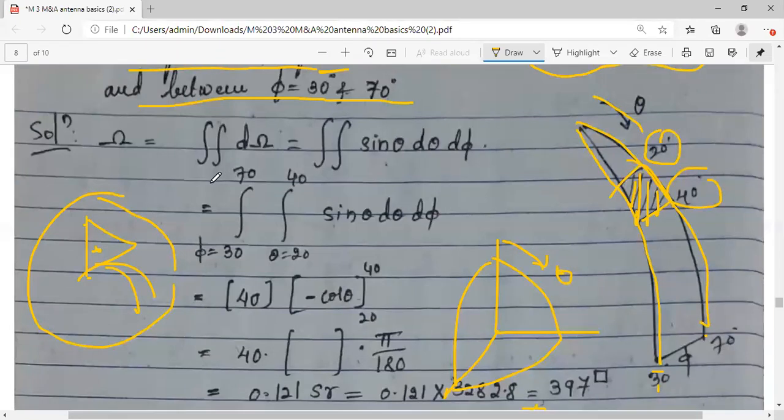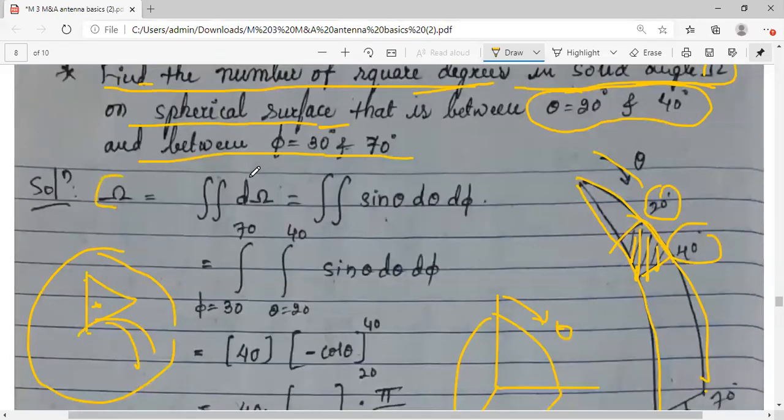Now, from the formula, we know that d omega, I'm talking only about d omega, is sine theta d theta d phi. So what will be the total angle? As it is a spherical coordinate system, three-dimensional, I'll go not for a single line integral but for a surface integral, two lines. I want the overall value, not simply d omega. I want the overall solid angle. So it is the double integration of sine theta d theta d phi.